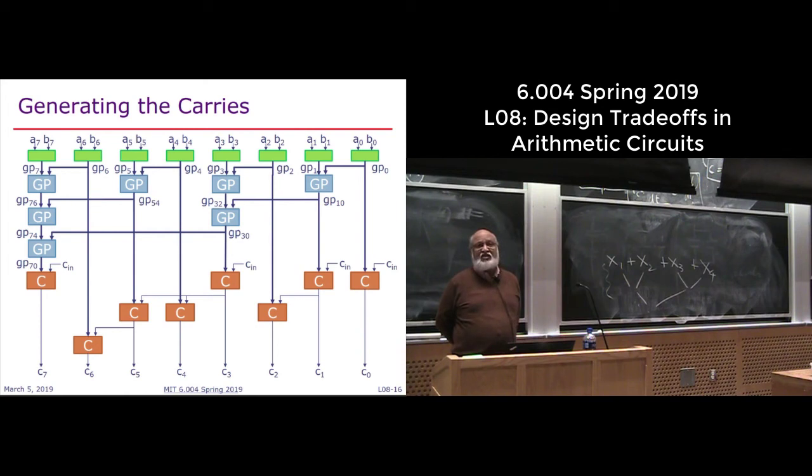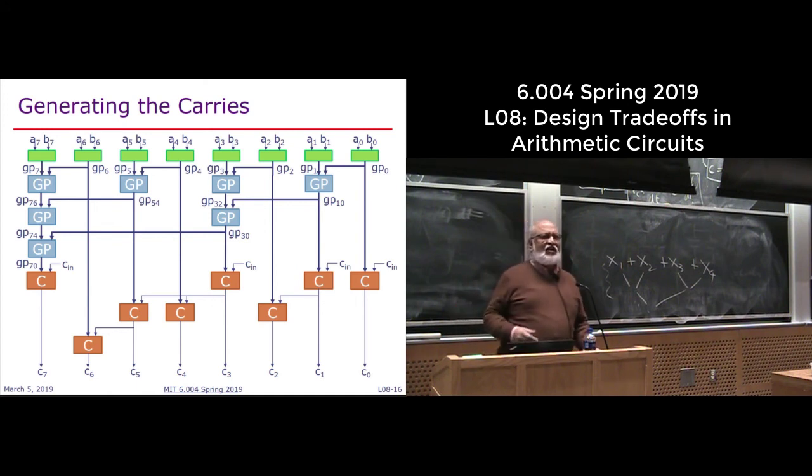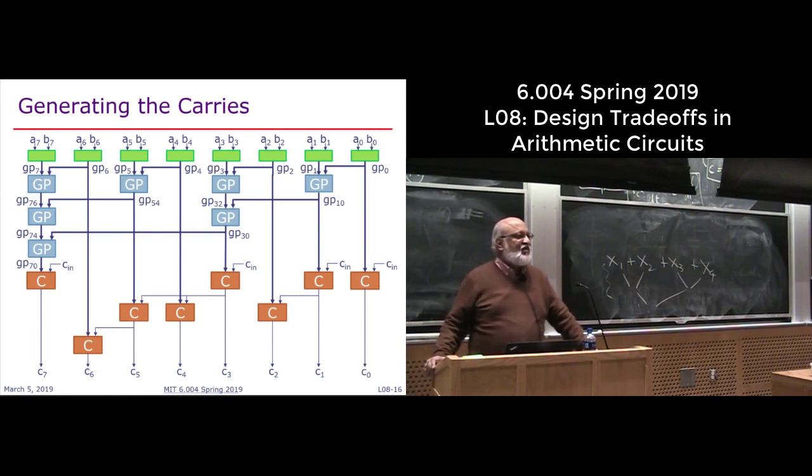All the carries are now produced in another log n time. So it took me log n time to produce propagate and generate signals, and another log n time to produce carry signals. So that is 2 log n, which in order notation is still log n. We don't care about constants. In reality we do, but for discussion it's still log n, though it's twice as long, twice the log.